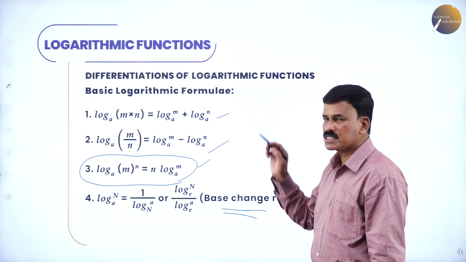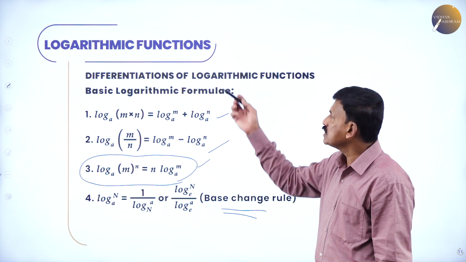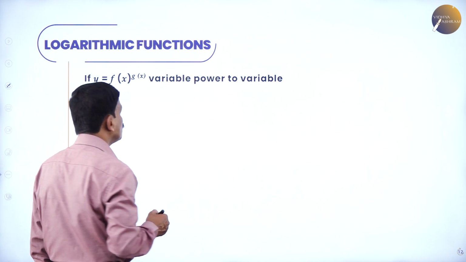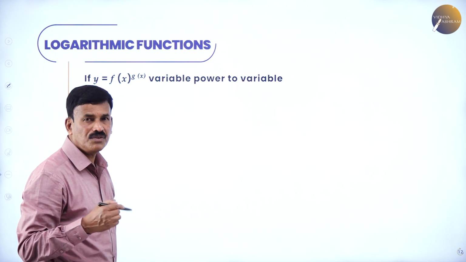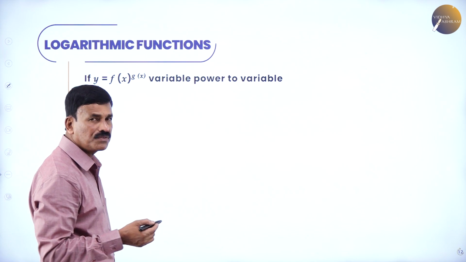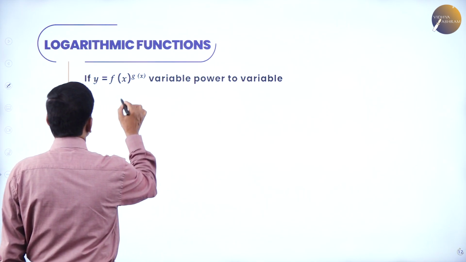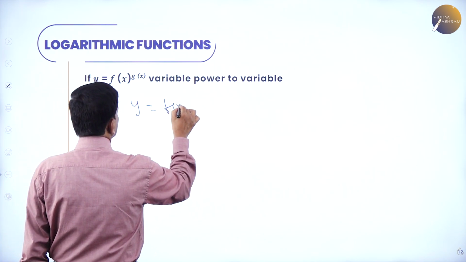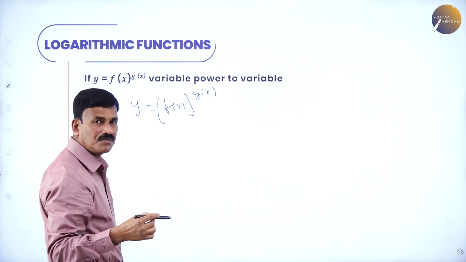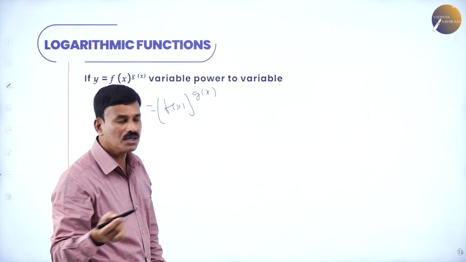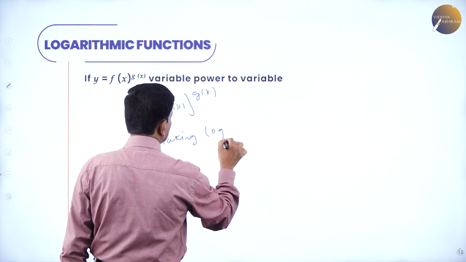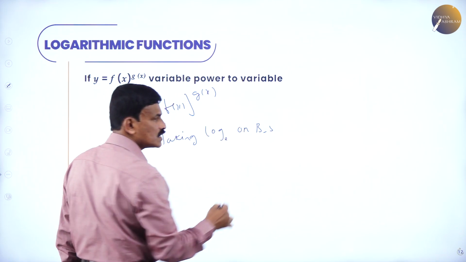Now based on this, let us come to the next concept, that is logarithmic differentiation. Suppose y is equal to f of x to the power of g of x, variable to the power of variable, function to the power of a function. Such functions can be differentiated using logarithms. Y is equal to f of x to the power of g of x. Taking log to base c on both sides, this is the general method.